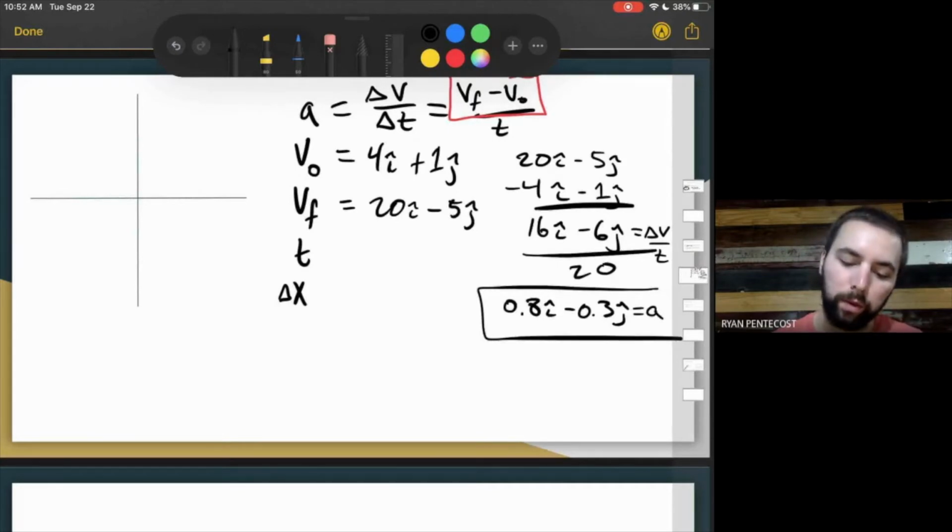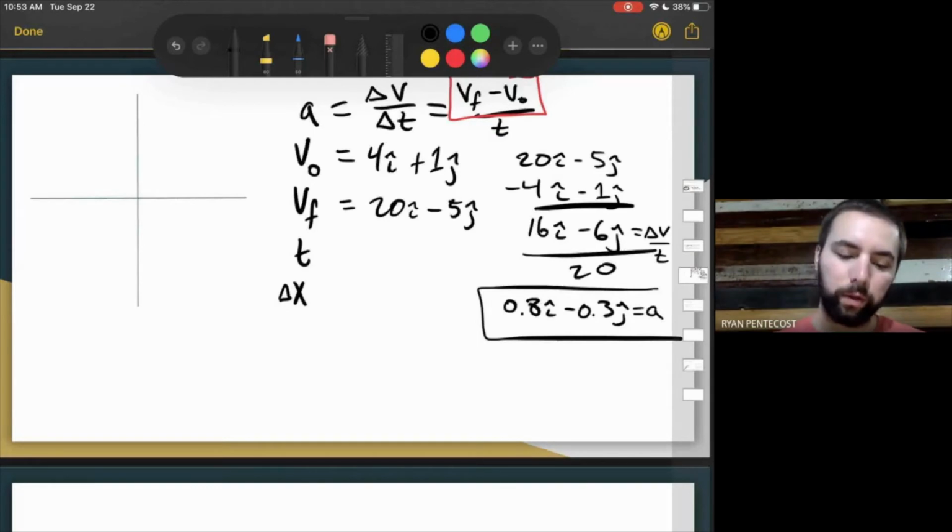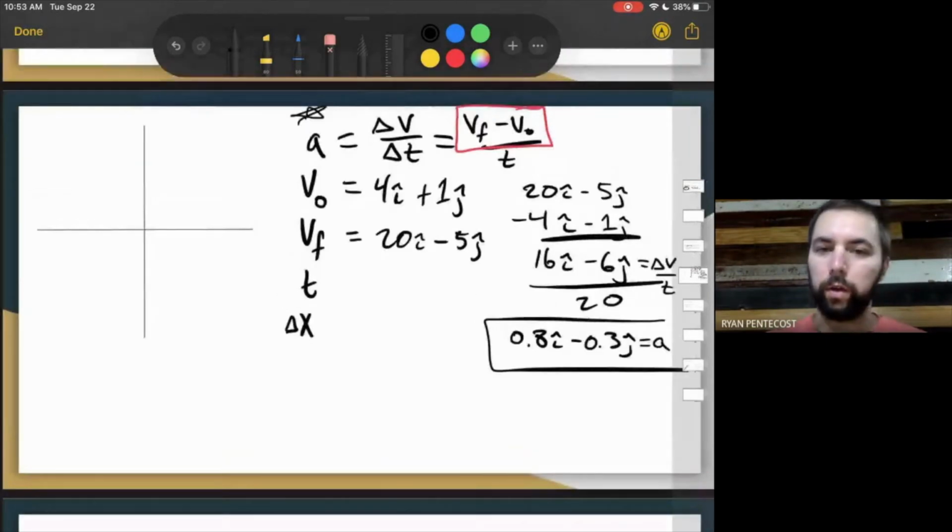And that would be meters per second, right? So that's how you can combine those velocity vectors to find the equation for acceleration. All we did is we used a standard kinematic equation up here, not an issue, and then we just did the math with the vectors, right?